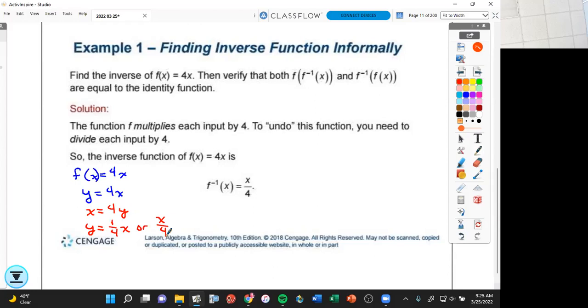Now, I can't say that y is equal to x over 4 because y is 4x. So now I need to give this y a new name. That makes sense? I can't say y is x over 4 when y is 4x. So instead of changing this to y, I'm now going to call this f inverse of x, and that is x over 4. Okay, so that's the steps that they went through to finding that inverse.